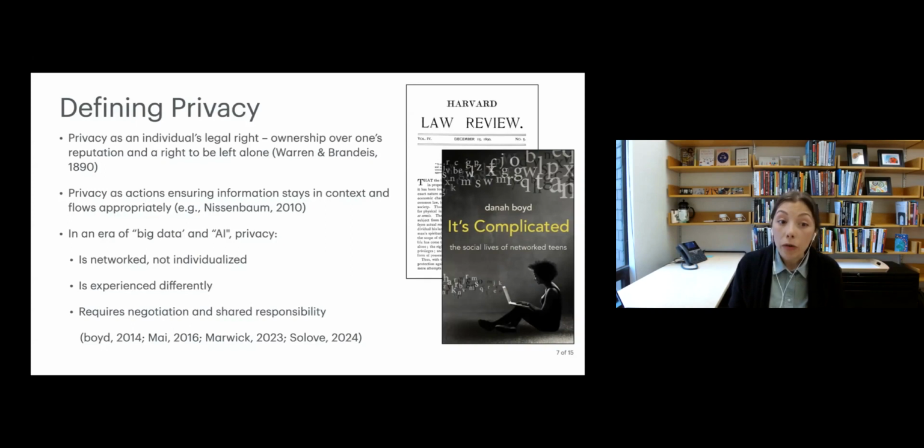As automated, algorithmic, and machine learning systems based on big data have become more common, privacy becomes networked, not individualized. It's experienced differently, and that includes the harms and the risks of breaching privacy. And privacy requires negotiation and shared responsibility across different stakeholders, who are those directly and indirectly affected groups. So this means that now that privacy is networked, not something that we can exercise alone, different groups have overlapping roles to play here.